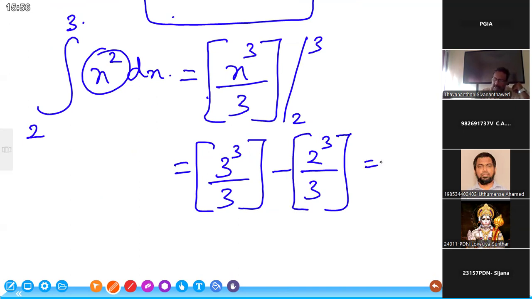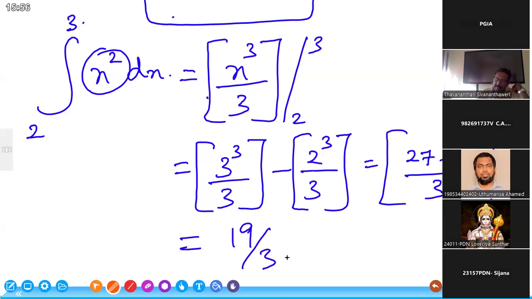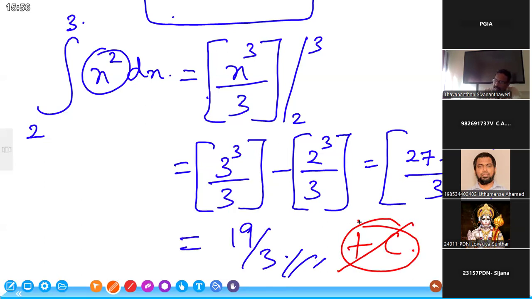Okay, that is equal, right? 27 minus 8, isn't it? So that is equal to 19 by 3. So you have an absolute value answer. What happened to C then? Anyone? We don't apply C here. We get an actual value. What has happened to the C?